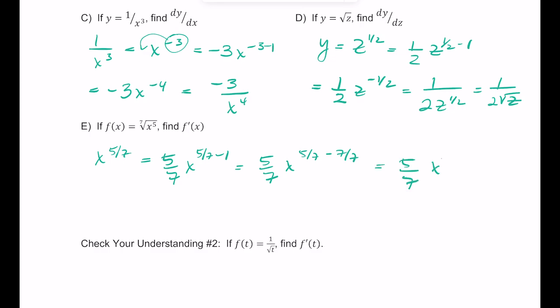And we know we can't leave our answer like that because we have a negative exponent. So the 5 and the 7 stay where they're at, but we're going to slide the x down in the denominator to make it positive. So it's 5 over 7 times x to the 2/7 power, which if you want, you can rewrite that as 5 over 7 times the 7th root of x squared.